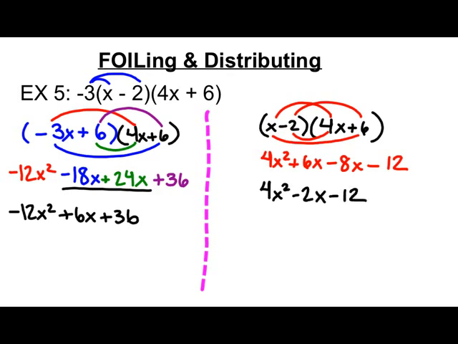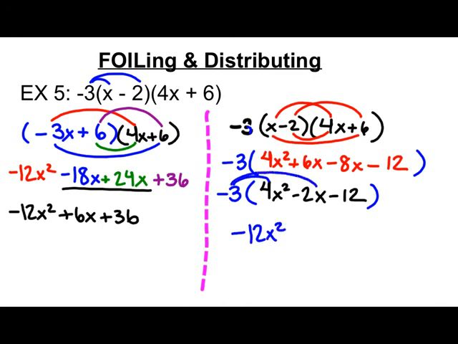Now you might be asking yourself, Ms. Doran, that doesn't look like the answer I got the other way. Well, don't forget there's that negative 3 hanging out there. We cannot forget to multiply by that negative 3. If I multiply all those by negative 3, negative 3 times 4x squared is negative 12x squared. Negative 3 times a negative 2x is a positive 6x. And negative 3 times a negative 12 is a positive 36, which yields the same answer.